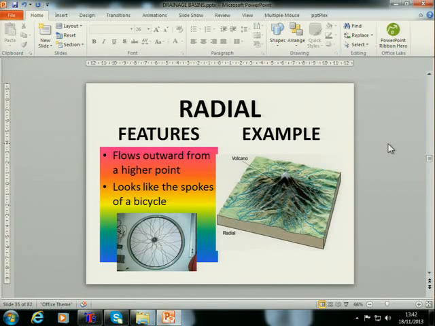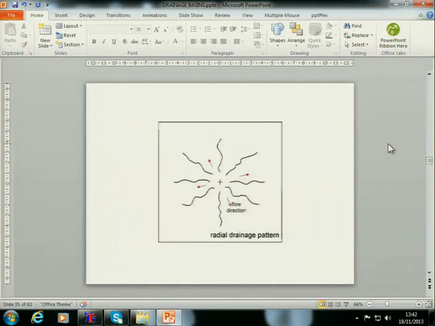Now we come to the radial pattern. The radial pattern and the next one, the centripetal pattern, are very, very easy. The radial pattern is the one that flows outward from a higher point. Okay, and it looks like the spokes of a bicycle. There I put a bicycle rim for you, and you will see the spokes. Compare it to the right-hand side. You see it flows outward from a higher point. When it starts raining, it will flow downwards from that volcano. There is one on the topographical map.